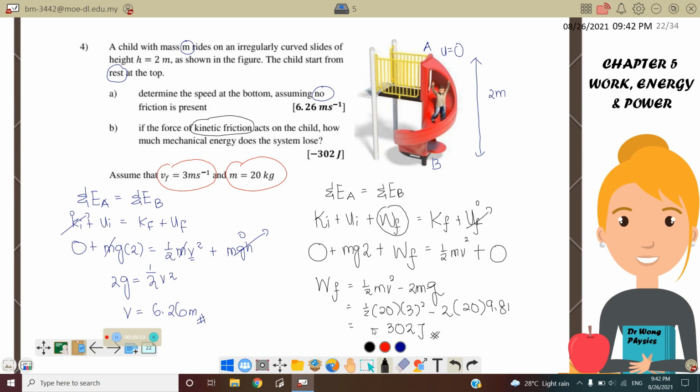Okay, so why negative? Negative here shows that the energy is lost in the system. That's why you will get negative.